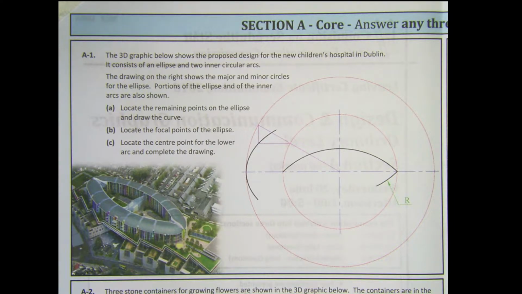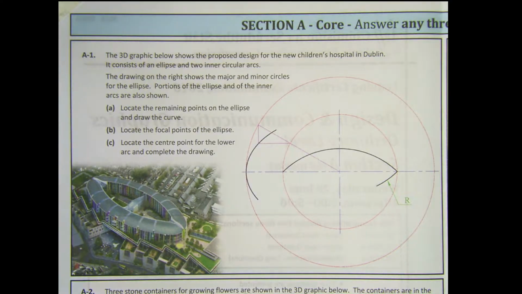So first, part A, locate the remaining points on the ellipse and draw the curve. Part B, locate the focal points of the ellipse. And part C is locate the center point of the lower arc and complete the drawing.